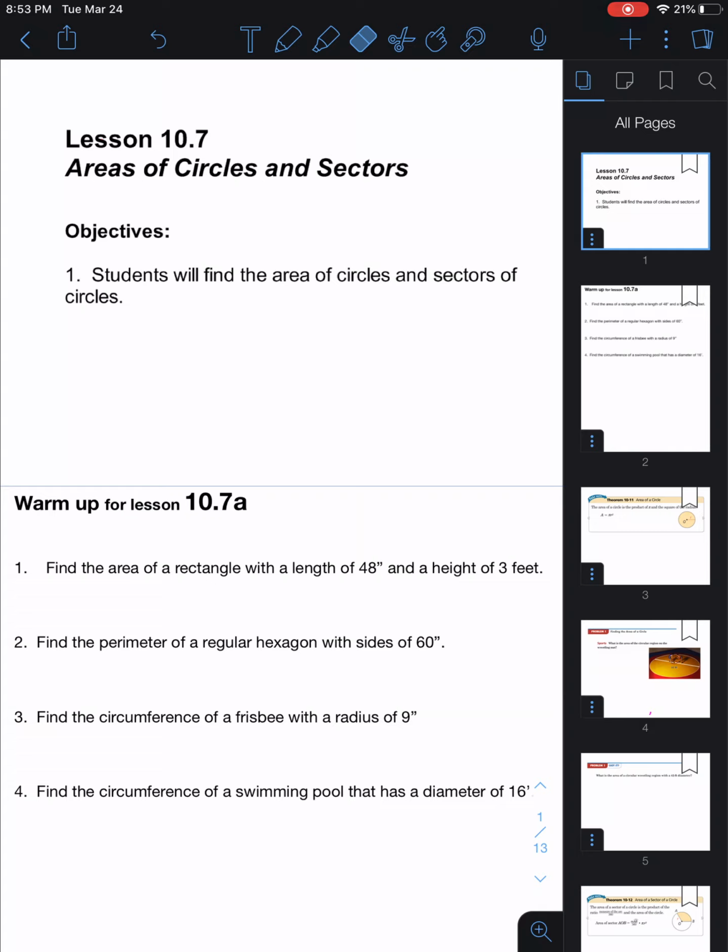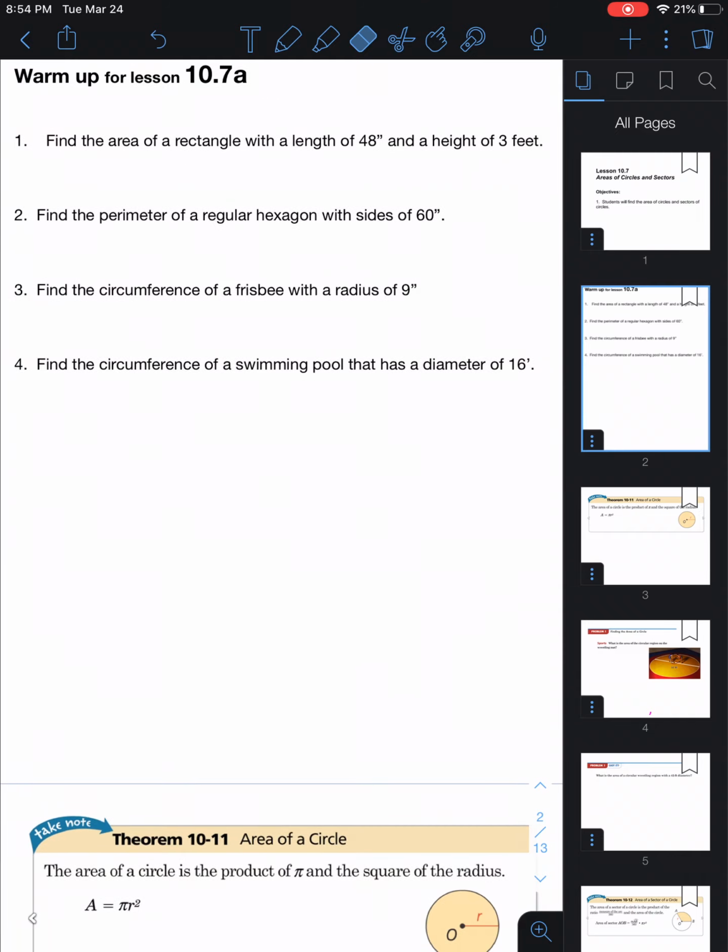Notice that our objective is we're trying to find, in section 10.7, the areas of circles and sectors. We'll start out with the area of circles. A couple of things that we'll need to do is take a look at some of the formulas that we've already compiled. We'll do that on a warm-up.